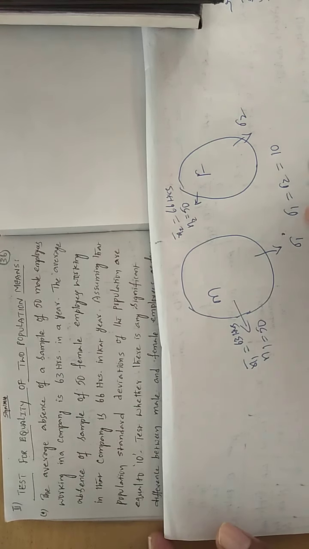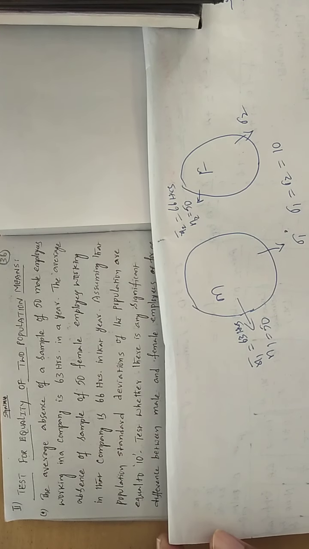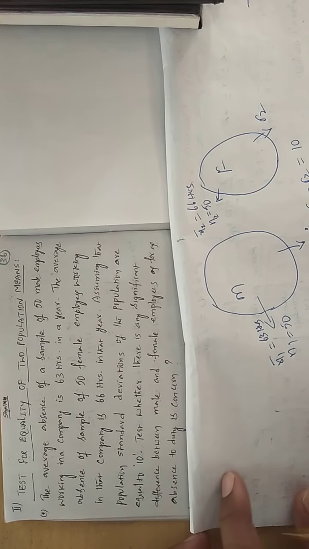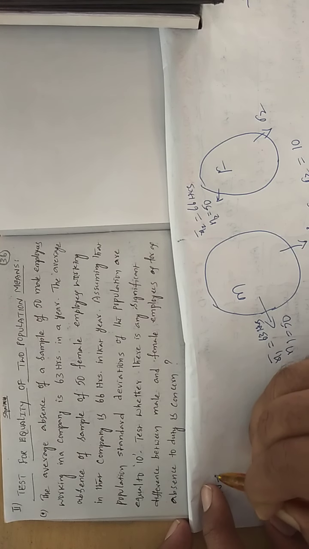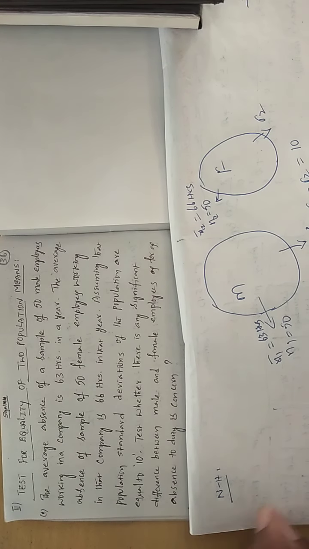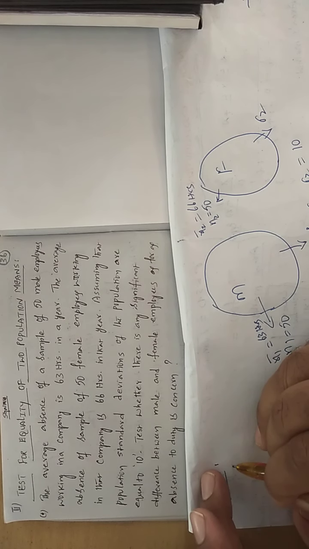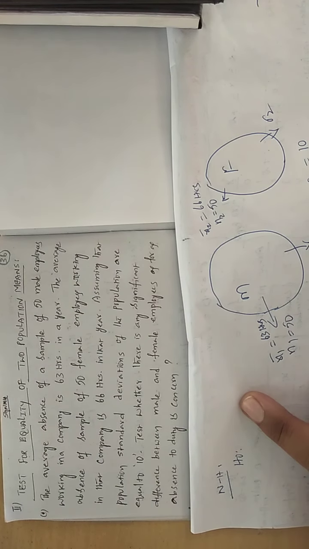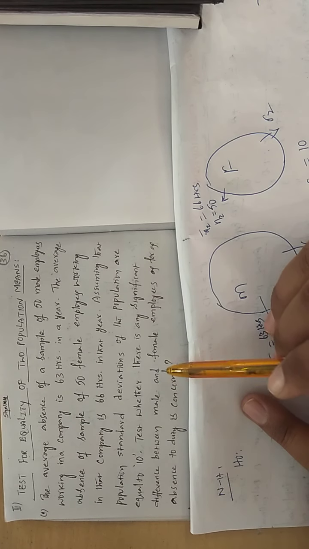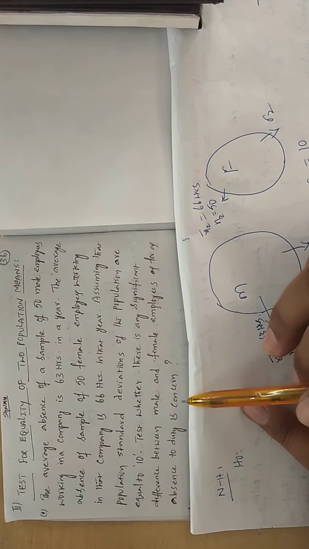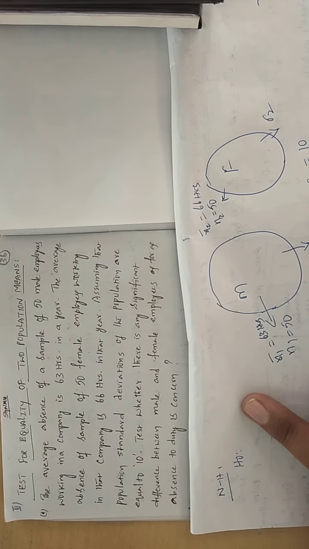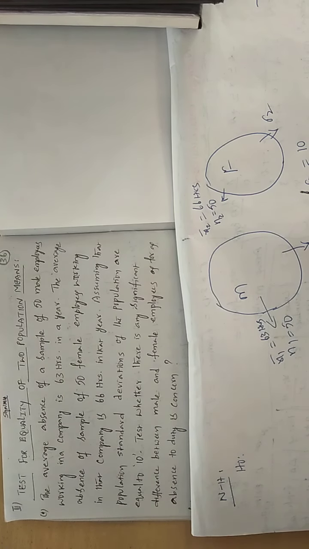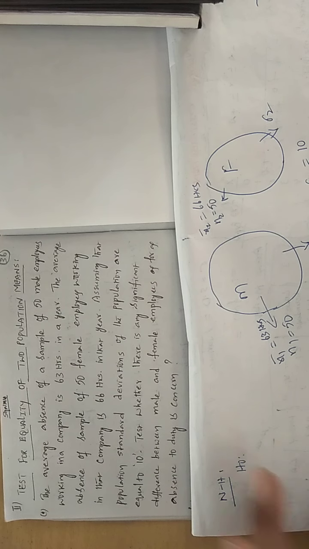Now, after getting all the information that has been provided, what do you need to do? The first thing is to go for the null hypothesis. Very, very important. So what is the null hypothesis? We denote it H naught. Now how to write the null hypothesis? See the question sentence: test whether there is any significant difference between male and female employees as far as absence to duty is concerned. Now remember that the null hypothesis is always fixed.